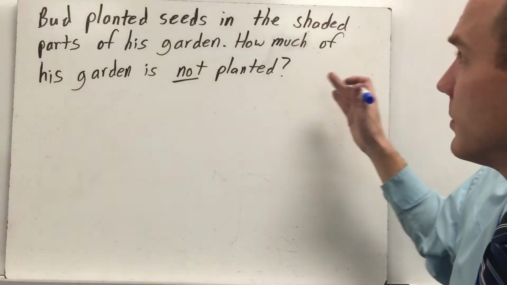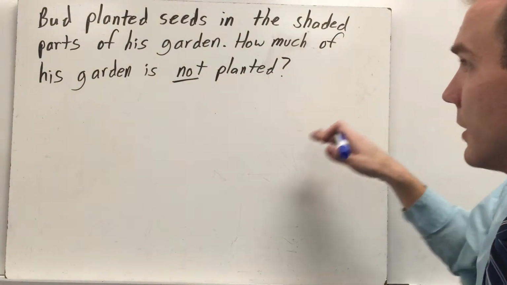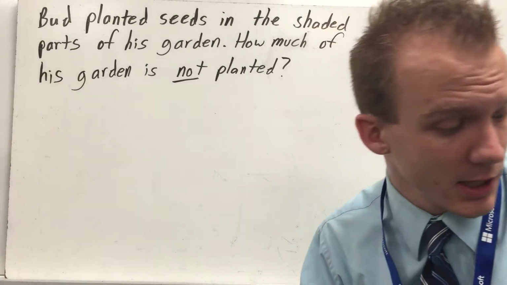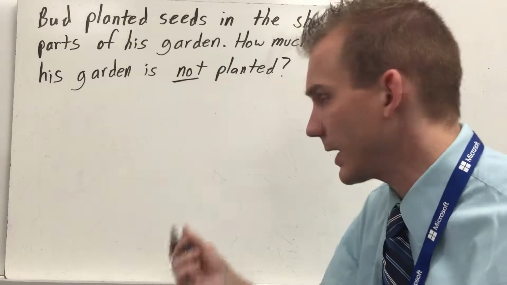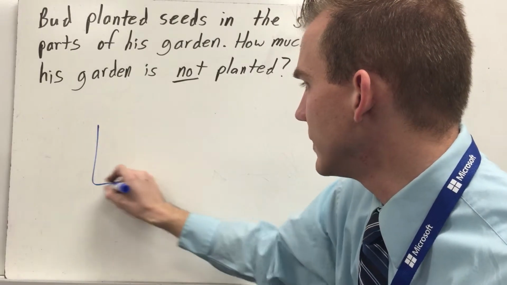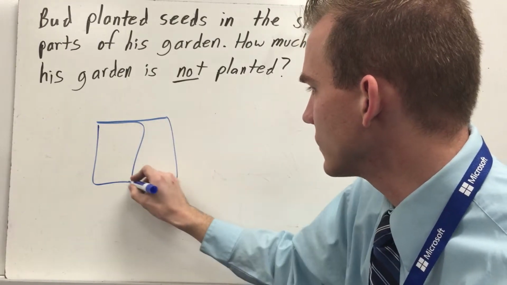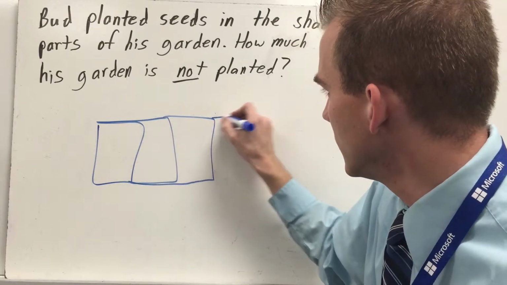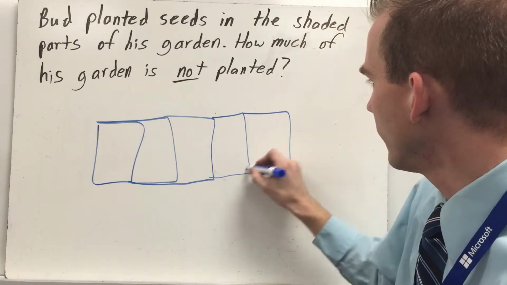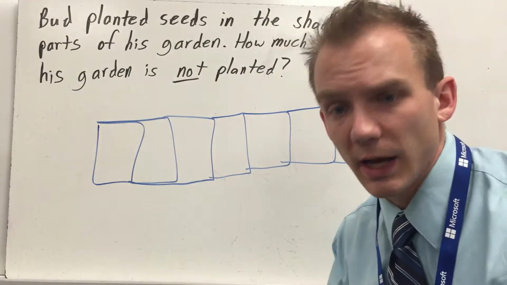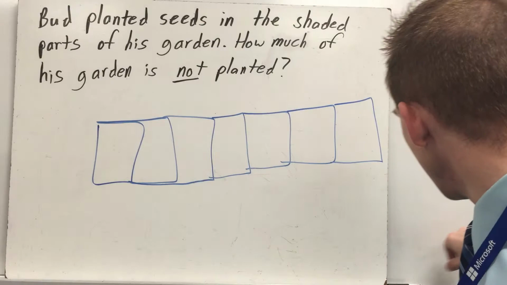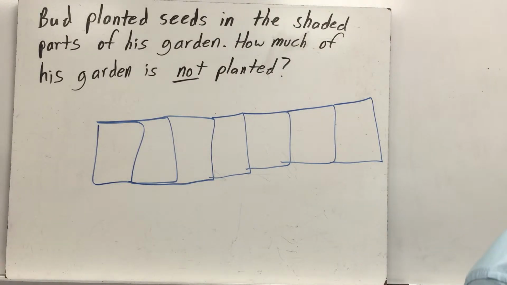Let's go over a problem. Bud planted seeds in the shaded parts of his garden. How much of his garden is not planted? For this, I wanted to show you how you could draw fractions. I wanted 7 parts to the garden, so I would draw it like this. 1, 2, 3, 4, 5, 6, 7. Try to make them as equal as possible. And then I shaded in 3 of those parts.